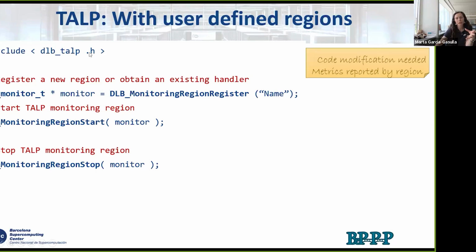So the main difference is that you don't do anything to your code, and you don't need to recompile, and you get the metrics for your whole run. And if you want the regions and more detail inside the code, then you add this dependency with DLB, where you need to include it. That was clear.